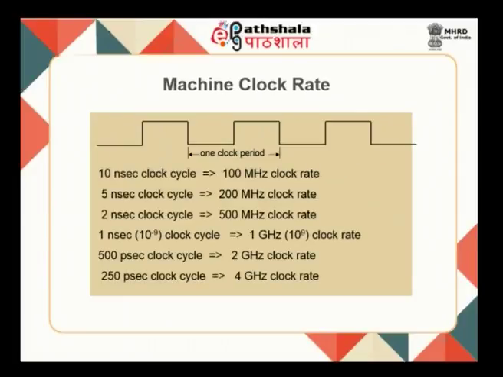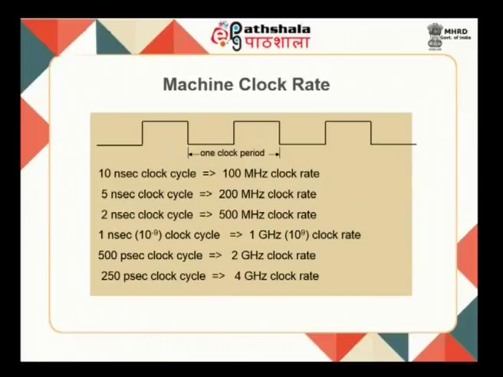Say for example, a machine clock cycle has been shown here. One clock period has been indicated. You have an off time and an on time, and both put together make one clock period. If you have a 10 nanosecond clock cycle, that relates to a 100 megahertz clock rate. If it is a 5 nanosecond clock cycle, it relates to a 200 megahertz clock rate, and so on. If you are looking at a 250 picosecond clock cycle, then that corresponds to a 4 gigahertz clock rate. So, the higher the clock frequency, the lower obviously is your clock cycle time.